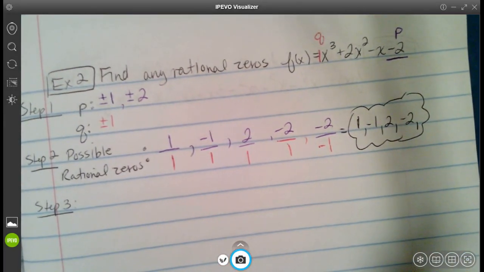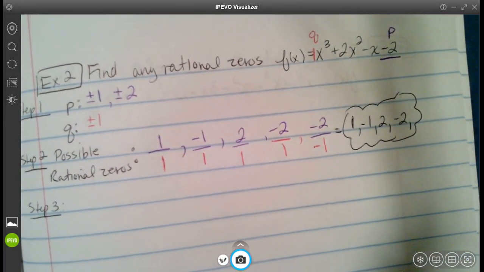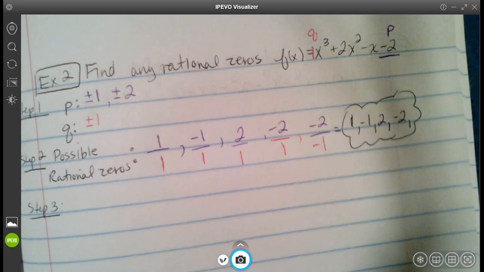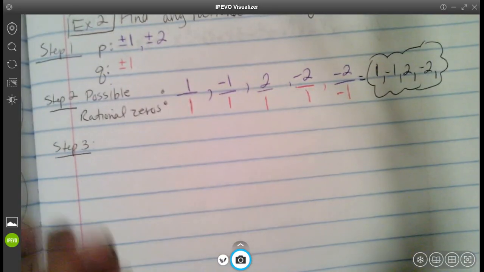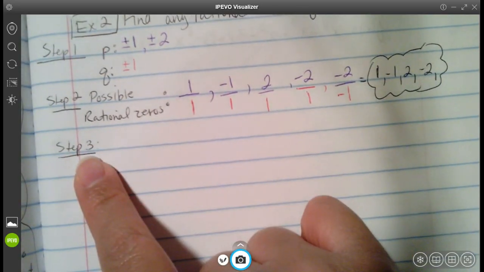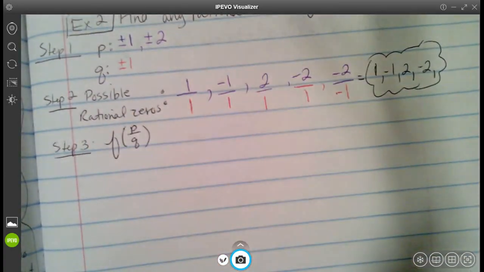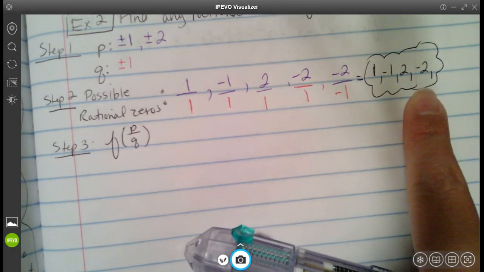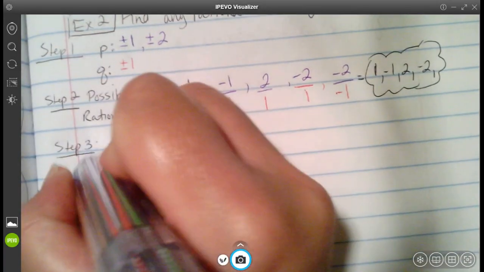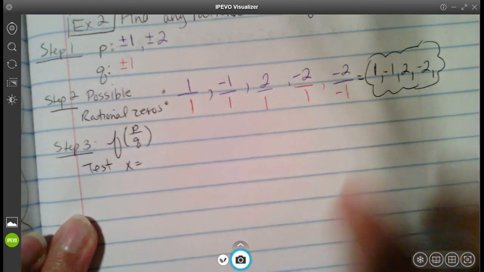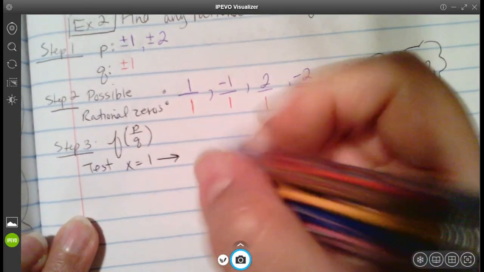So these are all my possible zeros. Since we only have 4, we can probably just plug them in and see which one is going to give me a 0. So step number 3 is to do that. We're going to evaluate f of p over q, which in this case is these 4 numbers. So we're going to test x equals 1 for our first one.